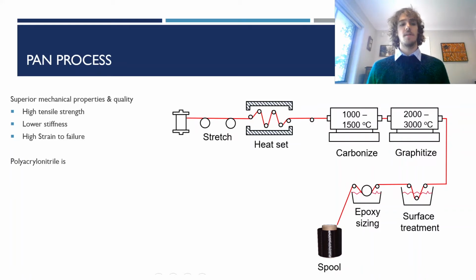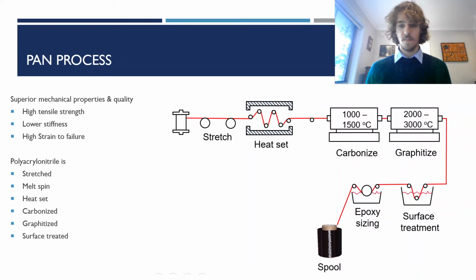In the PAN process, polyacrylonitrile is first stretched, it's melt spun as well, which is what causes the high molecular orientation. After that, it's heat set, which is the cross-linking process. It operates at about 200 to 400 degrees. It's carbonized and graphitized, so both of these processes drastically increase the carbon content to 95 to 99% through dehydrogenation and cross-linking, more cross-linking.